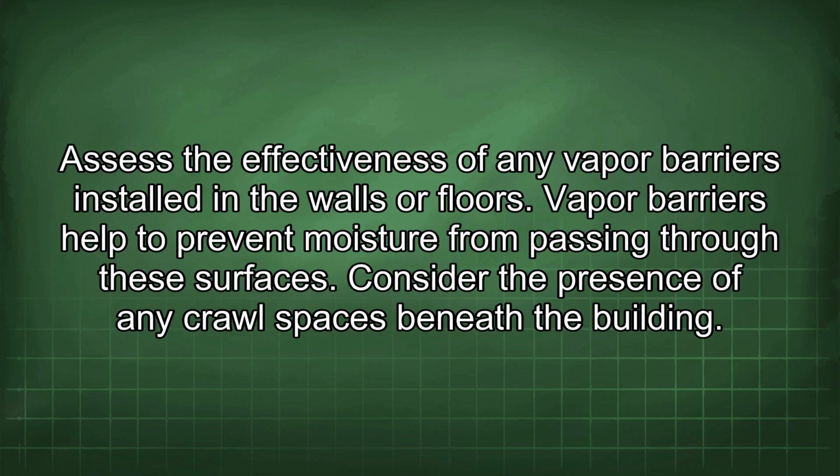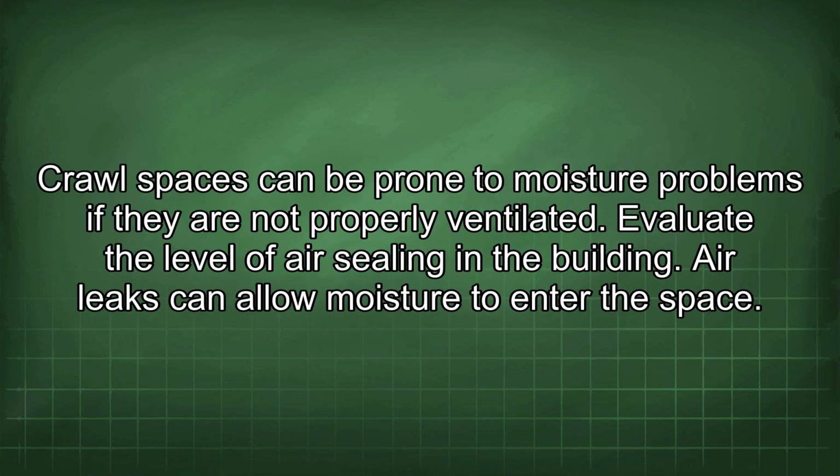Assess the effectiveness of any vapor barriers installed in the walls or floors. Vapor barriers help to prevent moisture from passing through these surfaces. Consider the presence of any crawl spaces beneath the building. Crawl spaces can be prone to moisture problems if they are not properly ventilated. Evaluate the level of air sealing in the building. Air leaks can allow moisture to enter the space.